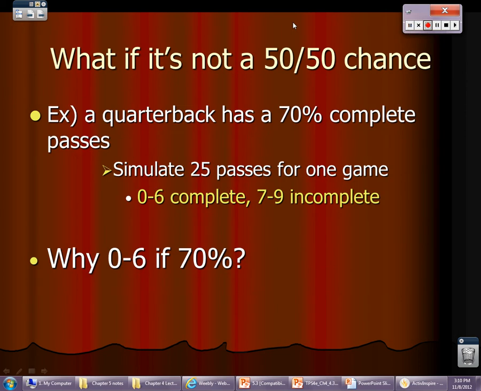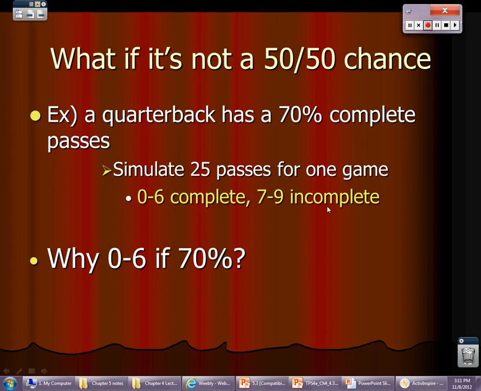What if it's not a 50-50 chance, like heads or tails? Suppose I have a quarterback that completes at a 70% pass completion rate. Well, I'm going to simulate 25 passes to represent 1 football game. If it's 70%, rounding to the nearest tens, I can let the digits 0 through 6 represent he completed the pass. There are 70% of the numbers from 0 through 6, keep in mind 0 is a number, representing complete. If a number 7, 8, or 9 comes up, I would say, well, then that was an incomplete.